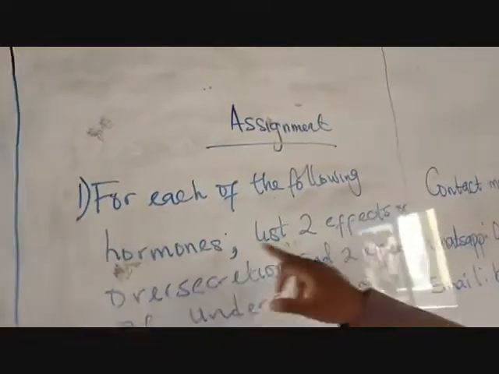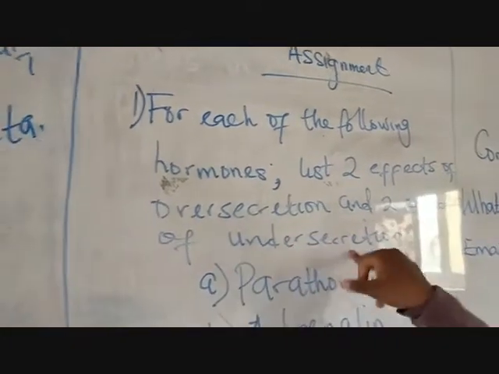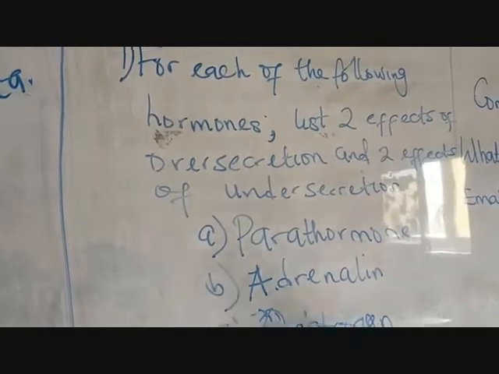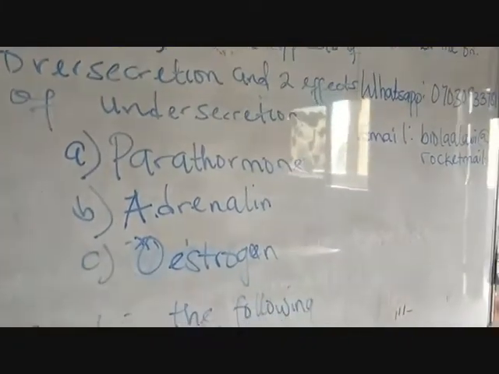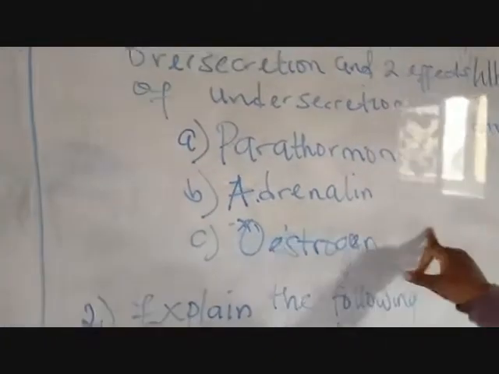We know their function. For each of the following hormones, list 2 effects of over-secretion and 2 effects of under-secretion. So we are going to write 2 effects of over-secretion, 2 effects of under-secretion. You can make it in a tabular form, or you can just write it. So we have parathormone, adrenaline, and estrogen.